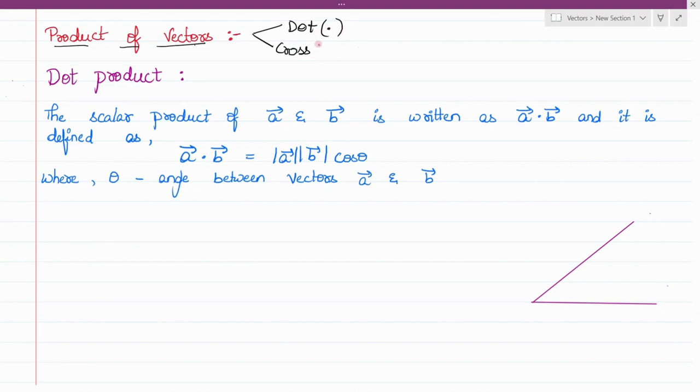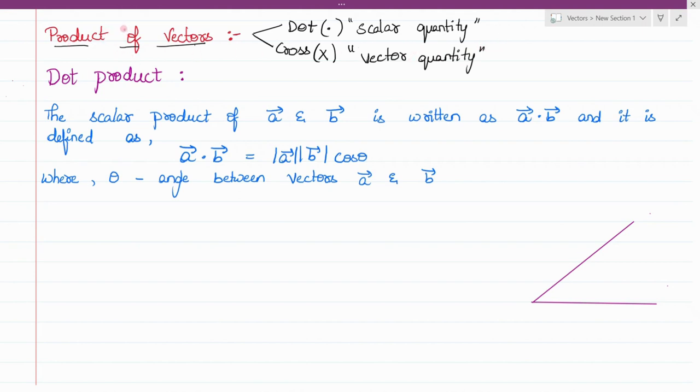Dot is just the simple dot. Cross is nothing but just the cross. The main difference is that in the dot product, when you multiply the vectors, the output you get is a scalar quantity, which means it doesn't have any direction. Whereas in the cross product, when you multiply two vectors, the output you get is a vector quantity, which has a direction too. So let's get into the detail.